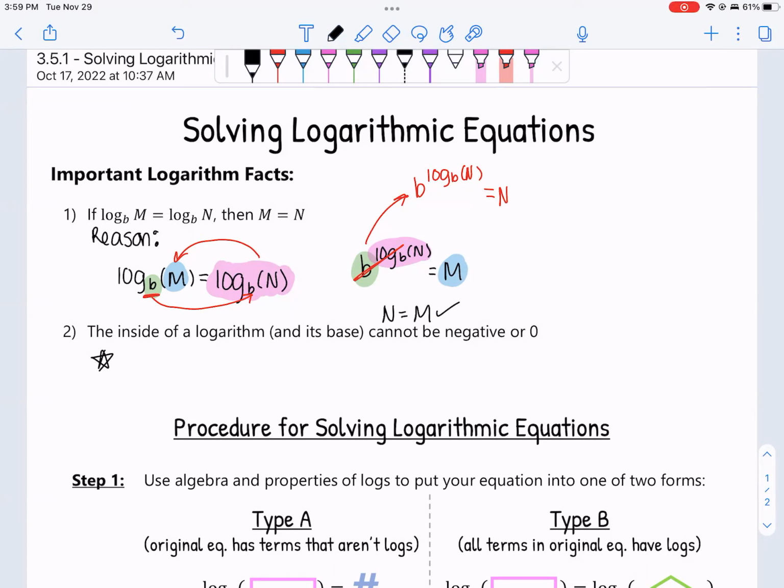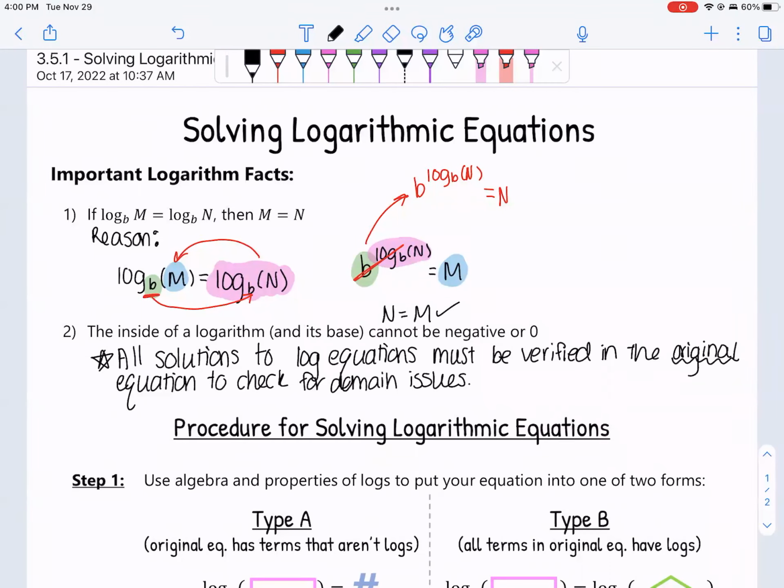Because logarithms have domain issues, there are times where we do all the math right, and one of the solutions we get from doing all the math correctly ends up not working. So every time we do a problem that starts with a log in it, we need to take our answers and plug them back into the original equation to make sure that they don't cause domain issues. I'll write that down. All solutions to log equations must be verified in the original equation to check for domain issues. We'll be doing this along the way.